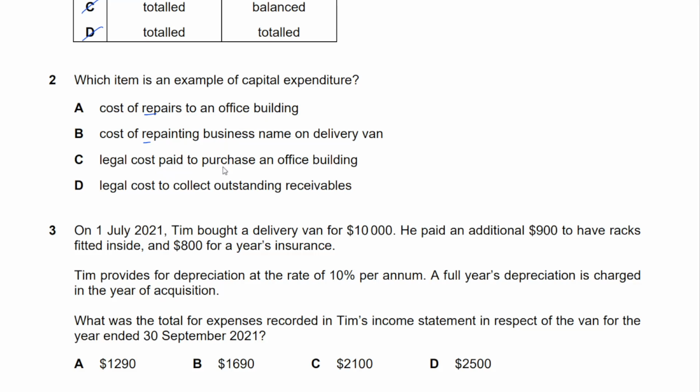Legal costs paid to purchase an office building, that is capital expenditure, part of the definition. Capital expenditure is the amounts of money spent on purchasing, acquiring non-current assets, delivery of them, the legal cost associated with the purchase. So any cost relating to the purchase itself. All right.